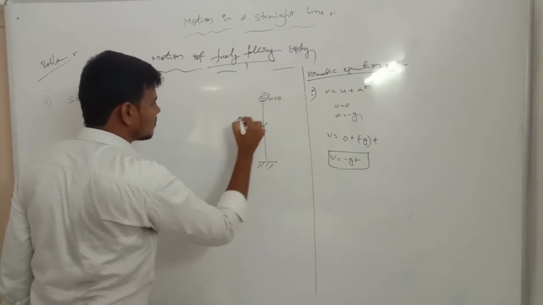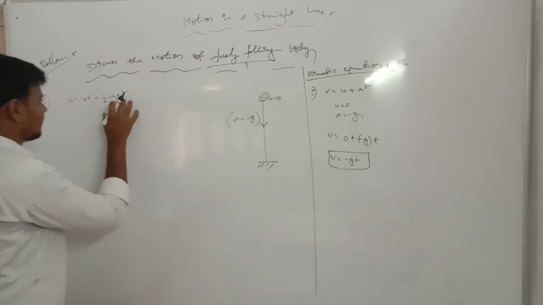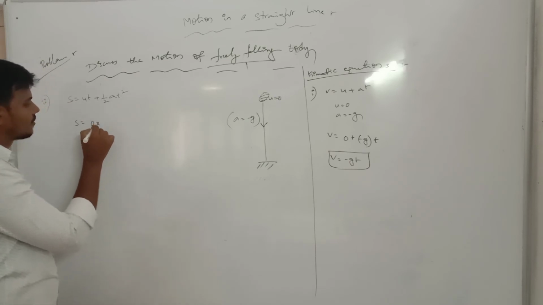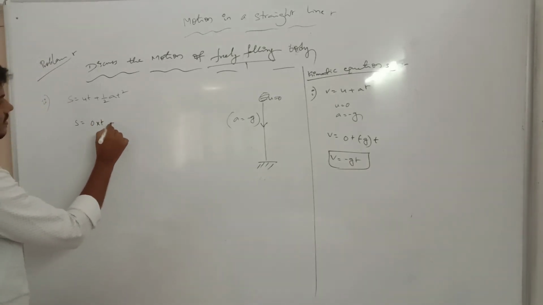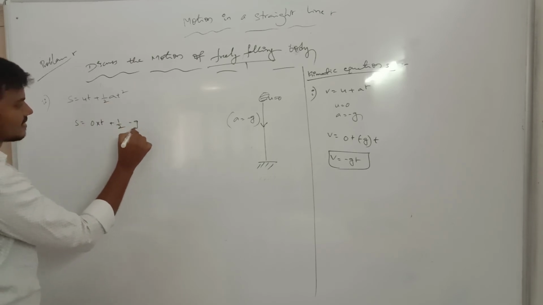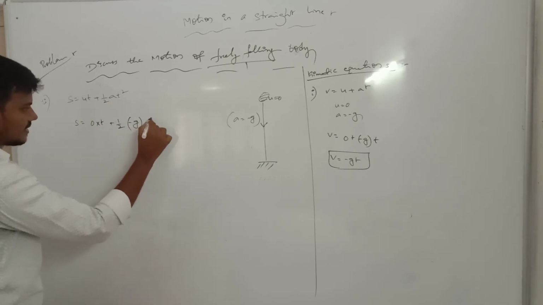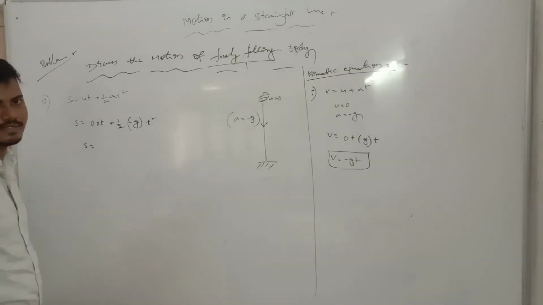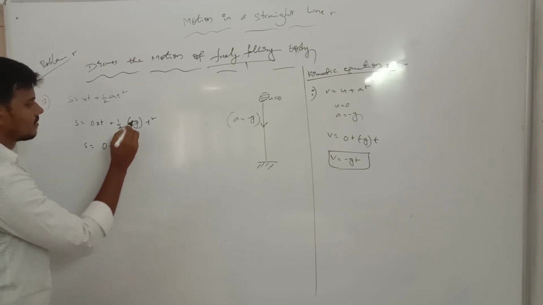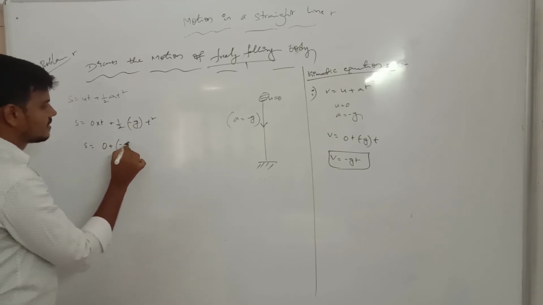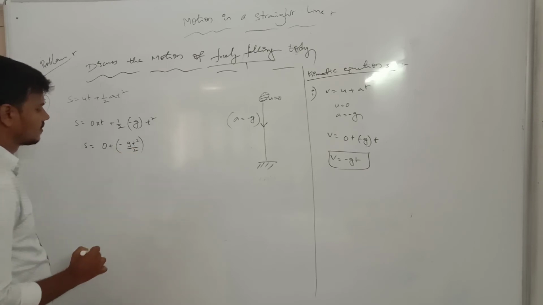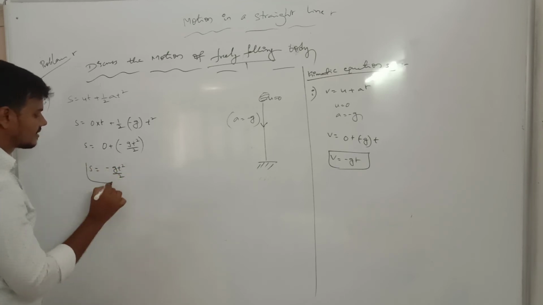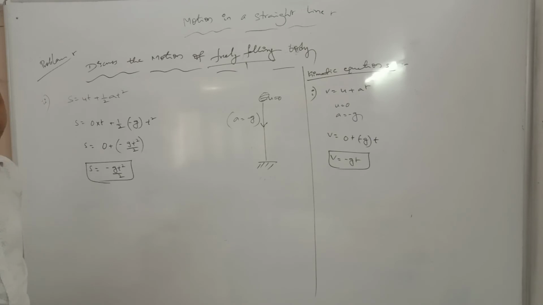In this case u is equal to 0 and a is equal to minus g. Then S is equal to u, the initial velocity 0, into time period t, plus 1 by 2 into a, minus g due to gravity, into t square. So S is equal to 0 plus minus g t square by 2. Now S is equal to minus g t square by 2. This is the second kinematic equation.